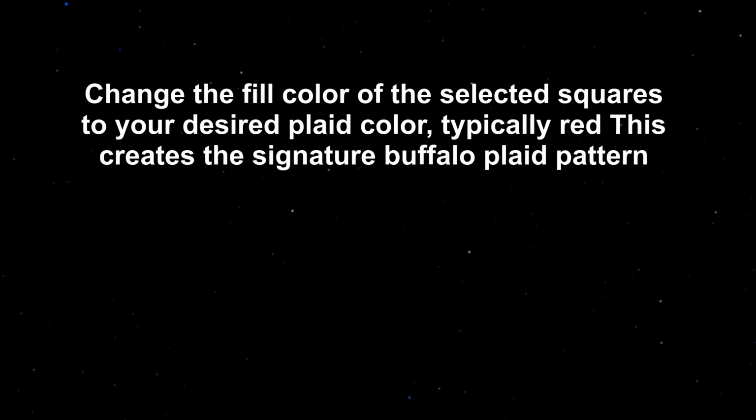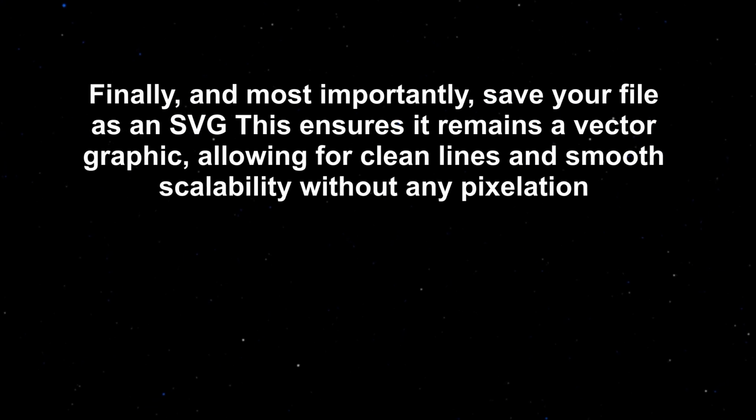Change the fill color of the selected squares to your desired plaid color, typically red. This creates the signature Buffalo Plaid pattern. Finally, and most importantly, save your file as an SVG. This ensures it remains a vector graphic, allowing for clean lines and smooth scalability without any pixelation.